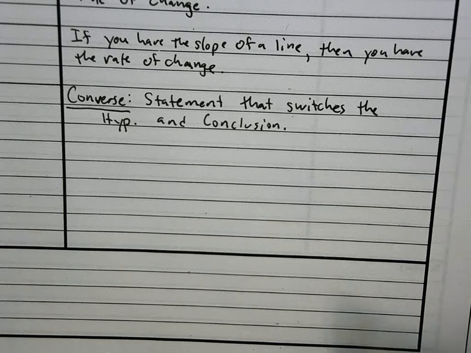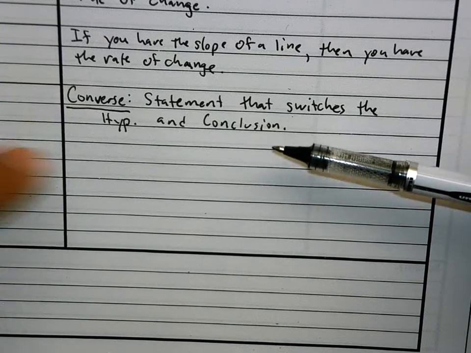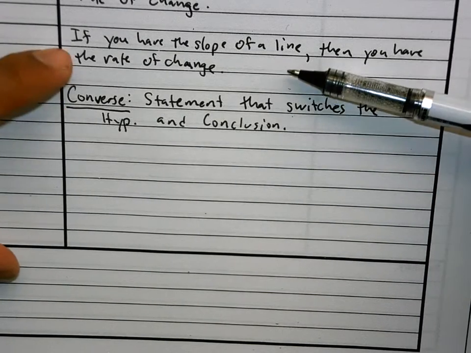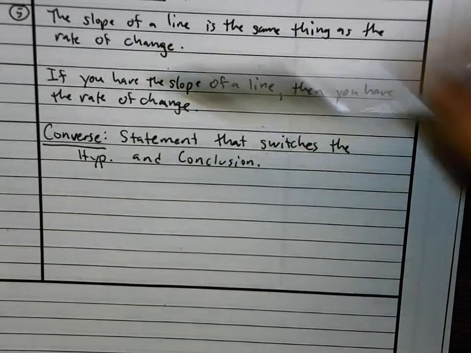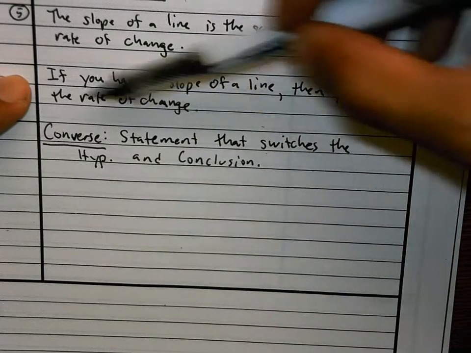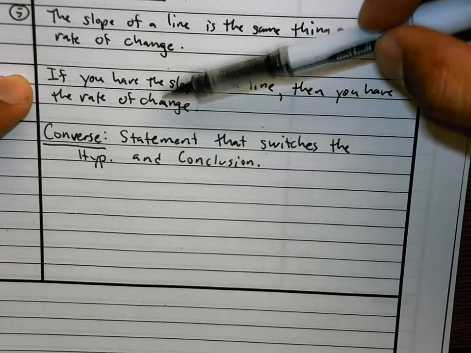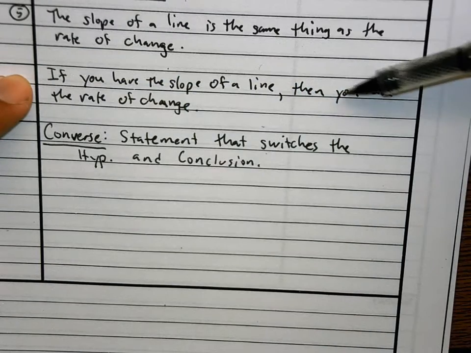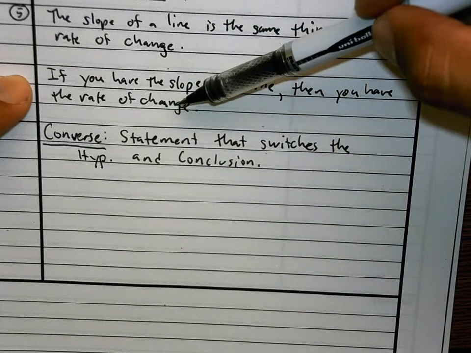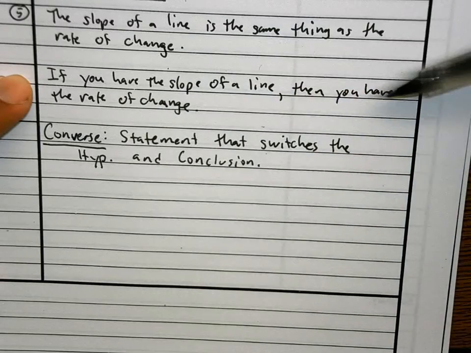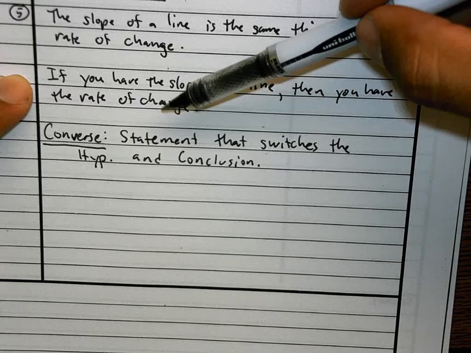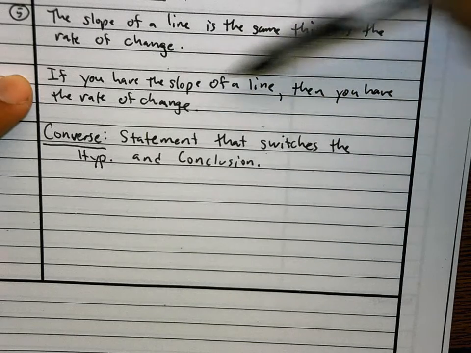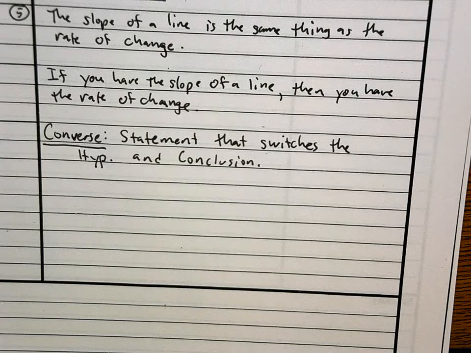So, for example, if I asked you to write the converse of this previous statement that we just wrote down, if you have the slope of a line, then you have the rate of change. The converse would be if you have the rate of change, then you have the slope of a line. The converse is where you switch the two things, but you still write it if and then.